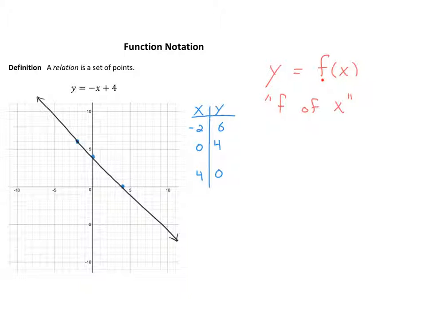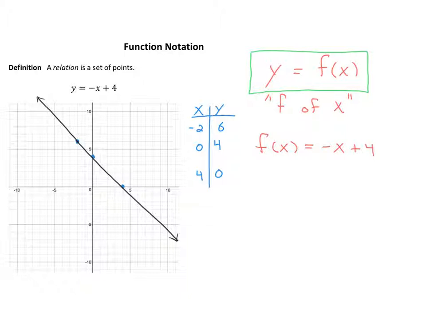So this letter f you can think of as standing for function. This is just a parentheses that I open and close, and I put an x in between it. So in this equation, instead of writing a y, I'm going to put the symbol f of x. So if you see f of x is equal to negative x plus 4, we're saying the same thing as y is equal to negative x plus 4. So that's really important. These two mean the exact same thing.